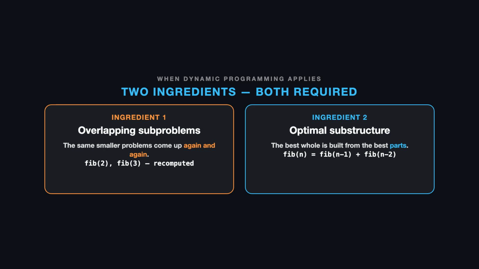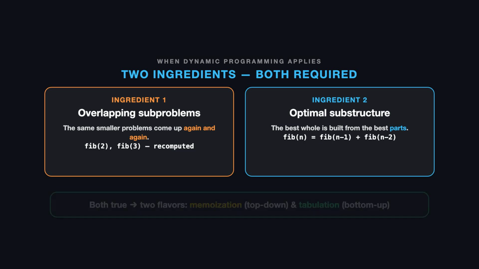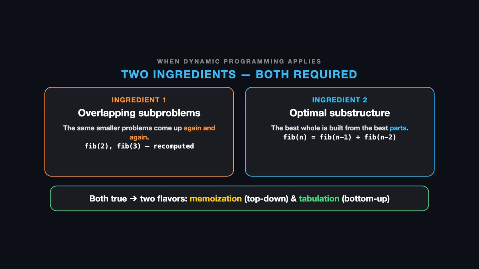Ingredient 2. Optimal substructure. The best answer to the big problem is built from the best answers to its subproblems. Fib of n is just fib of n-1 plus fib of n-2. The whole is made from its parts. When both are true, dynamic programming applies. And it comes in 2 flavors, top-down memoization, and bottom-up tabulation. Let us see both.